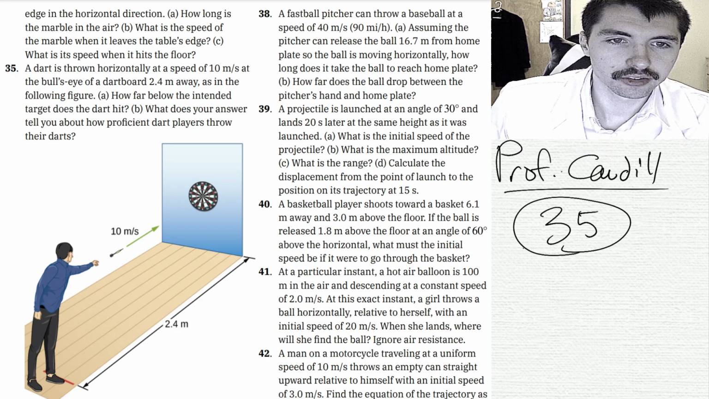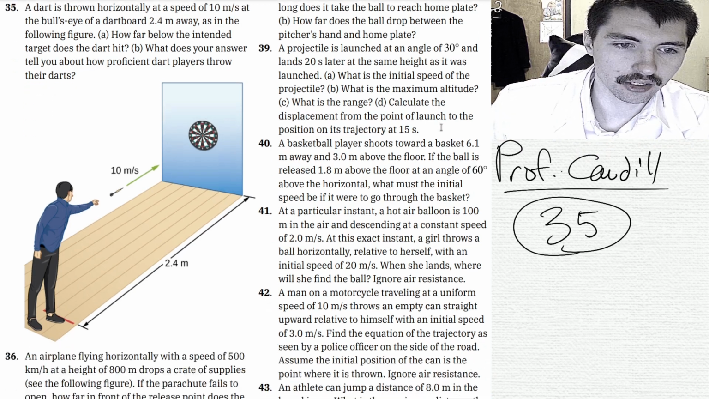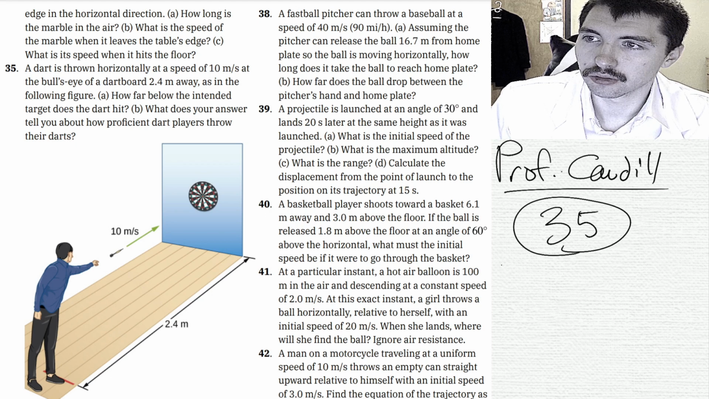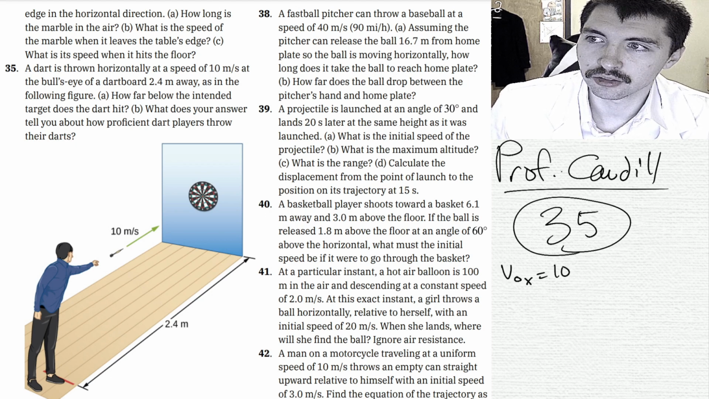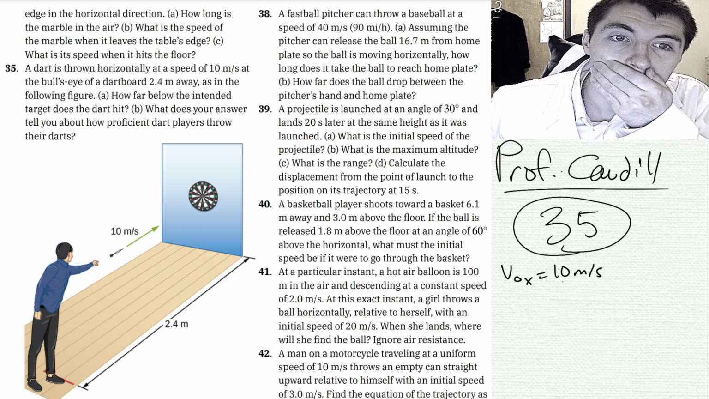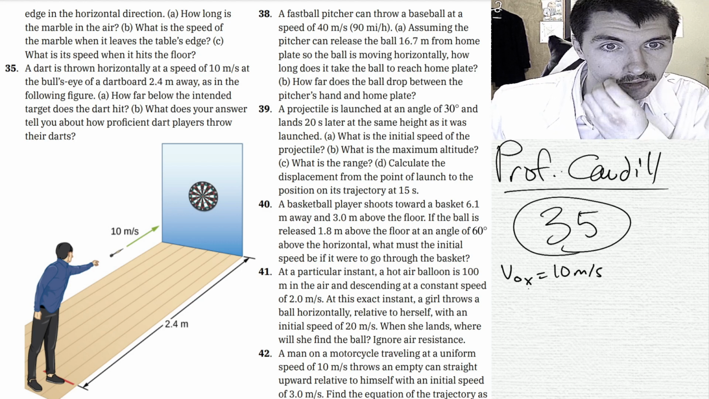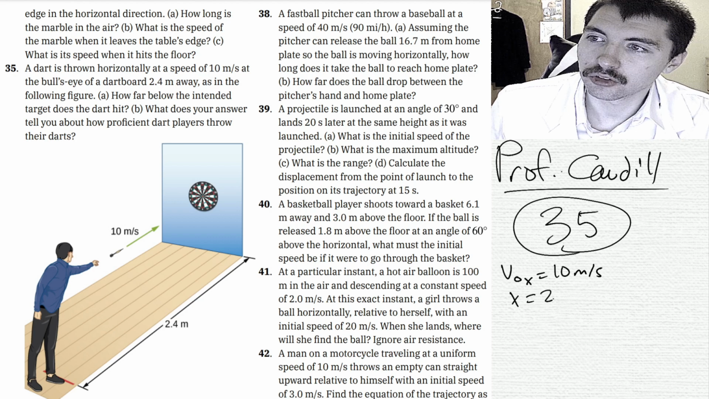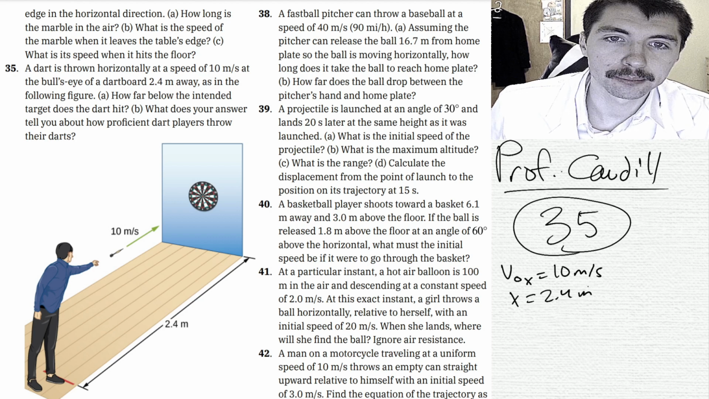Let's throw in a dart. Got a little nice picture here. So, the dart is thrown horizontally. So, V naught x is 10. Okay, so x final displacement or final position is 2.4 meters.